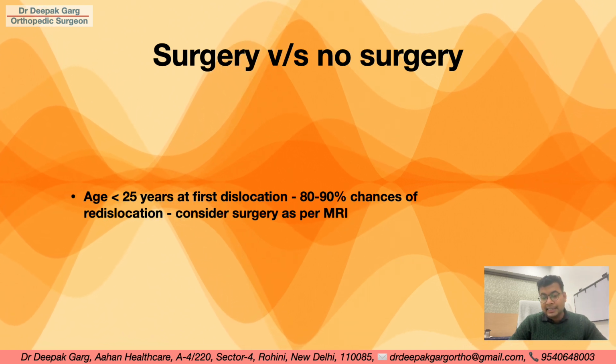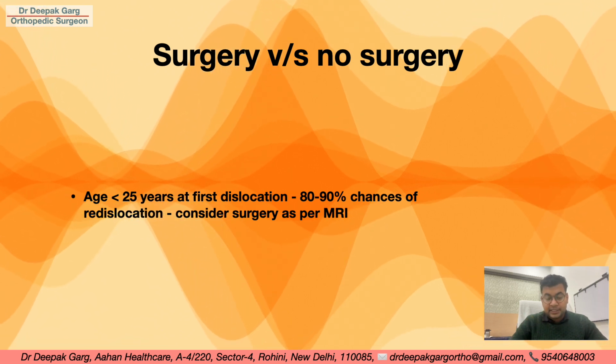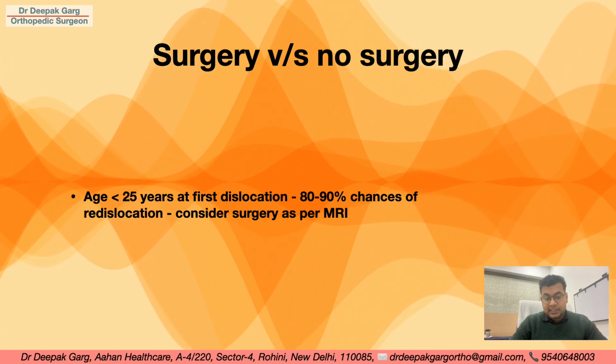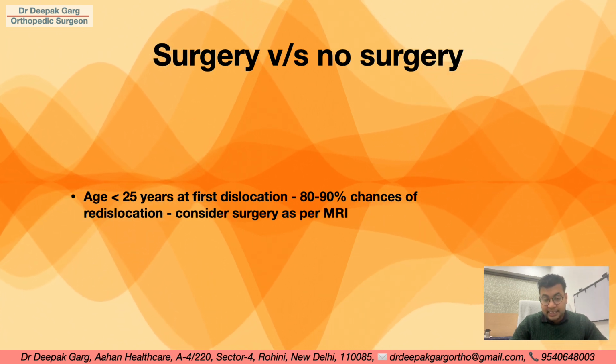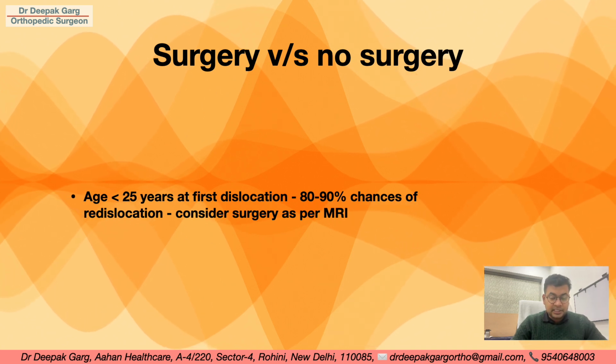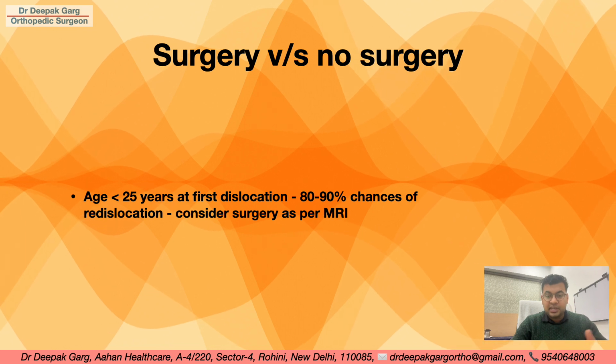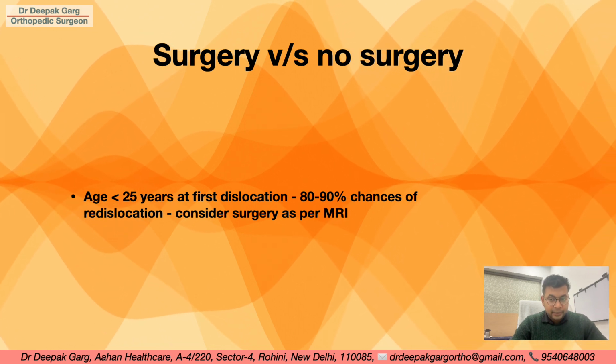Number 2 is get the MRI early if the age of the patient is more than 40 years, and we take the decision according to the MRI. Are there Hill-Sachs lesions or Bankart's lesions, the size of the lesion, on-track, off-track lesions. So let's discuss all these things in recurrent shoulder dislocations in detail.